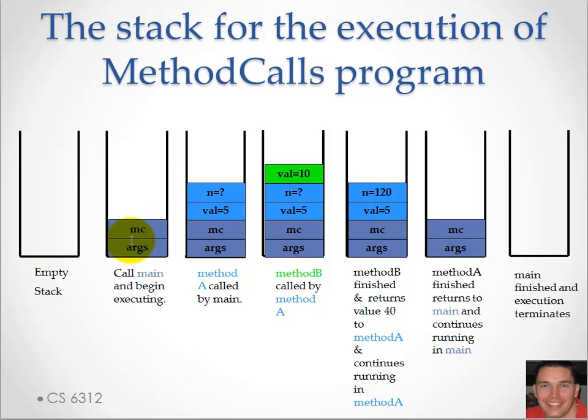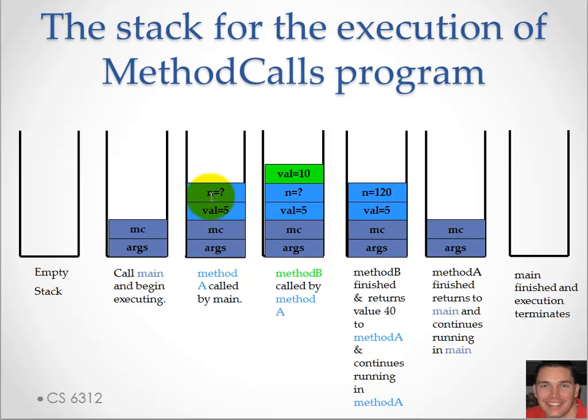As it executes, it ends up calling method A. So method A is called. When method A is called, it pushes its local variables on the stack, which are val. The value that was passed into it when it was called was 5, so val is assigned 5. And then it pushes n. When it's initially called, n doesn't have a value because that's assigned as that method executes.